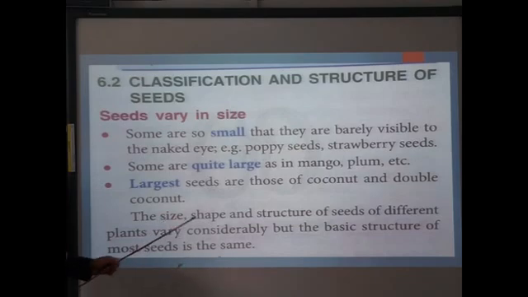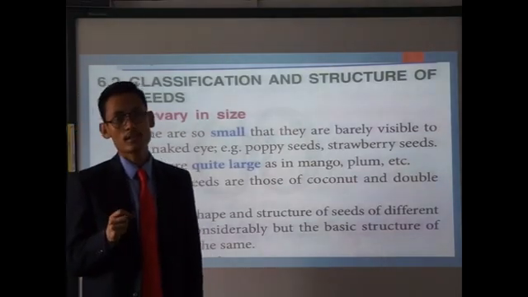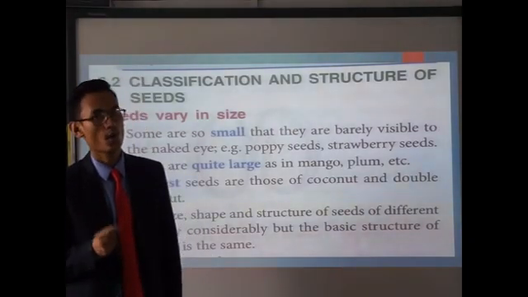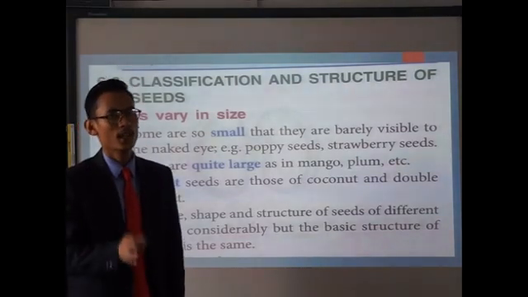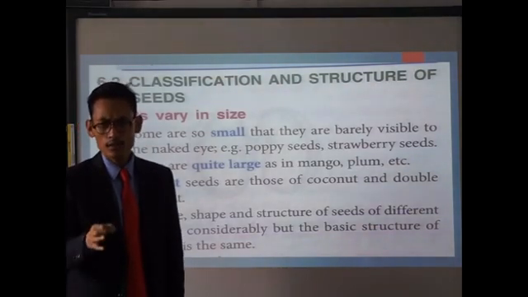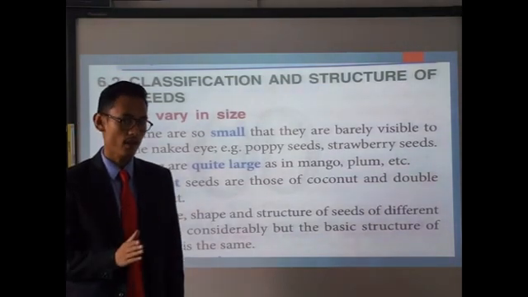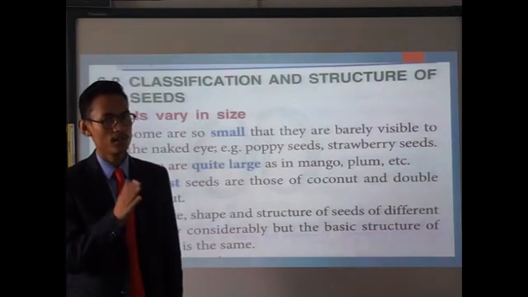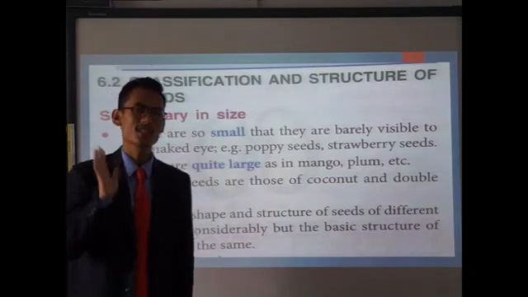So the size and the structure of the seeds of different plants vary considerably, but the basic structure of the seeds is the same. The size of the seeds can be different. It may be small, quite large, or the largest. But the general structure of most of the seeds used to be the same. Keep in your mind, size may vary, but the general structure of most of the seeds is similar.